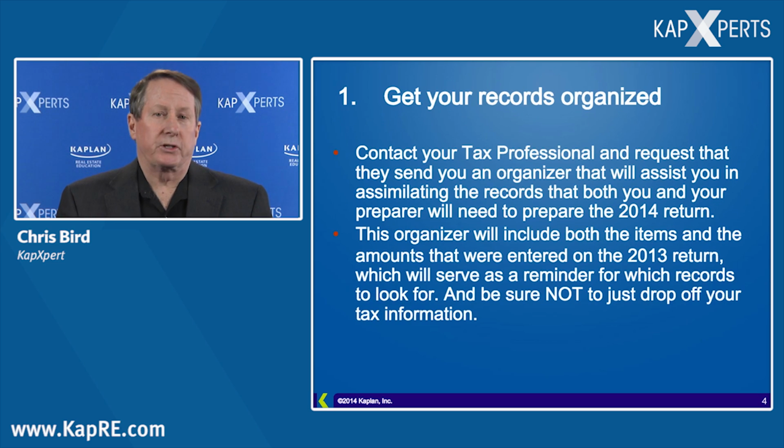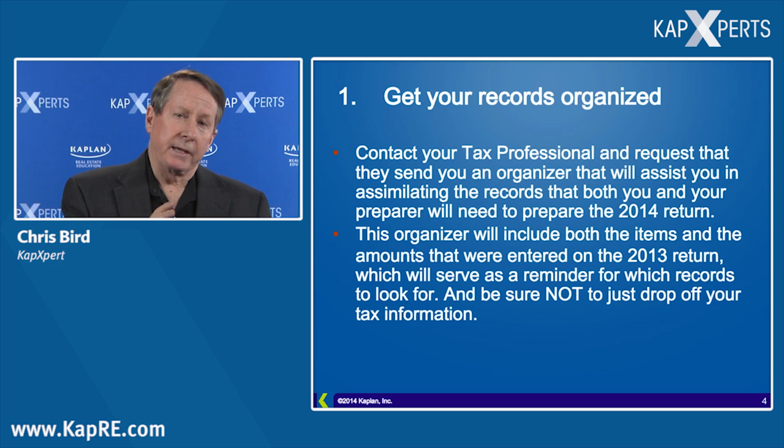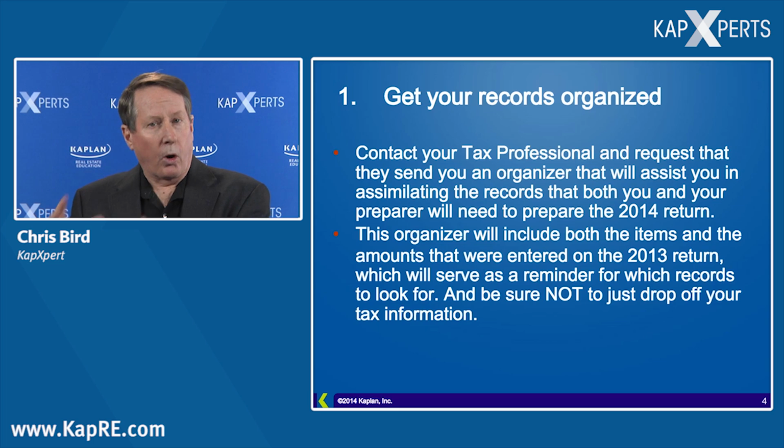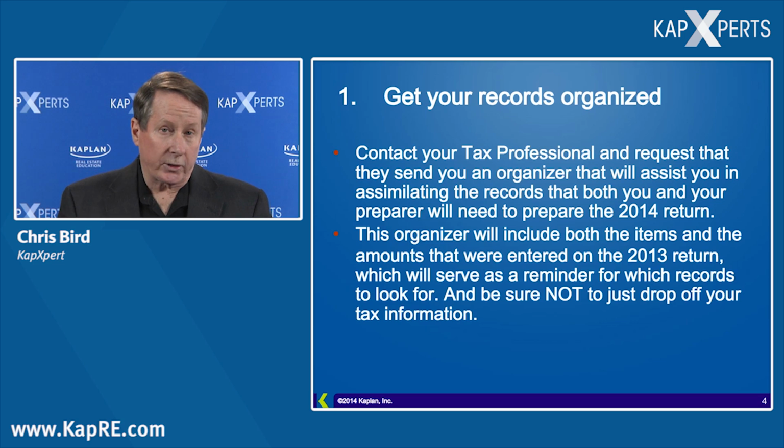Now, I have 4 points I want to talk to you about today. And the first one is, get your records organized. So if you're using the same accountant that you used in 2013, I want you to contact the accountant and have them prepare an organizer for your 2014 tax return. That organizer will have basically all the information line by line and the amounts that appeared on your 2013 return, so that you don't forget anything that you claimed last year. It'll also have a lot of questions that your accountant is going to want to ask you during the interview to have the return done.